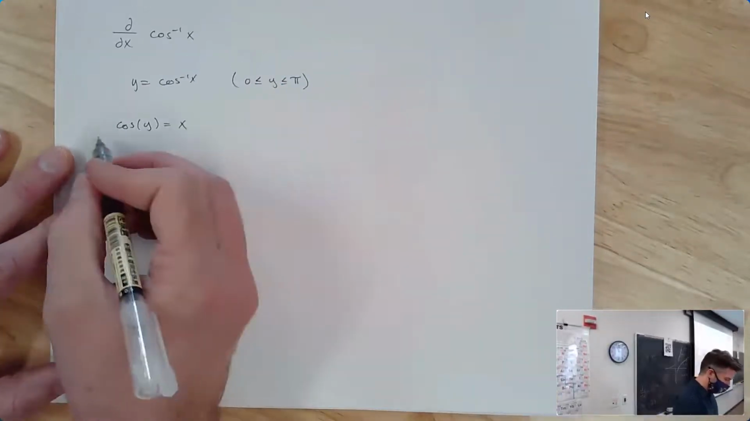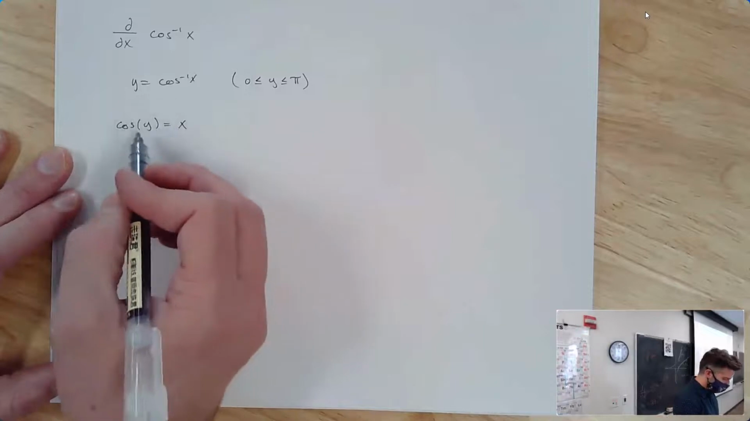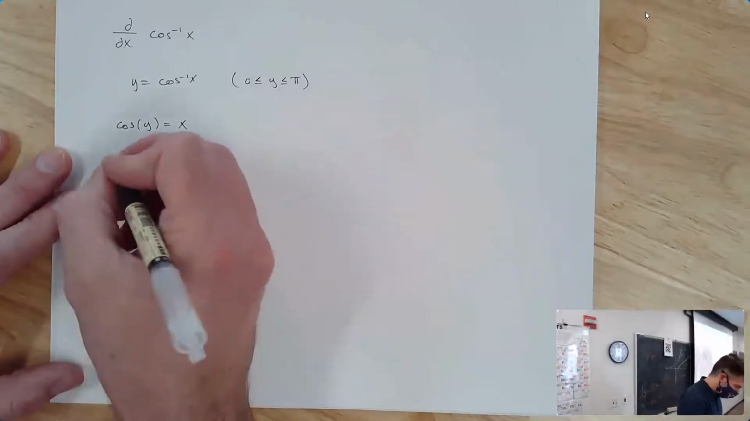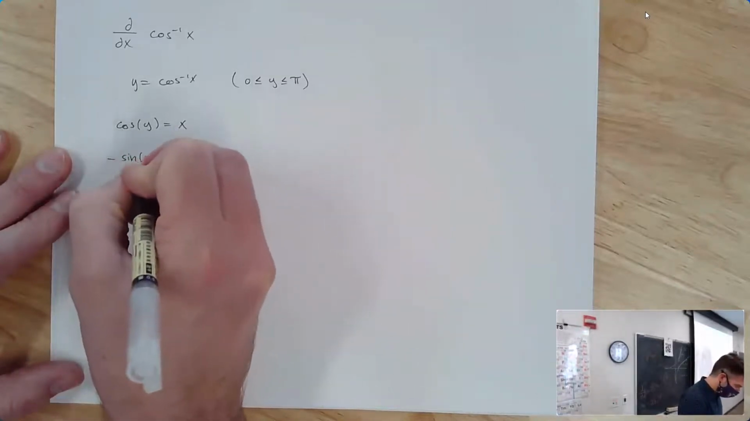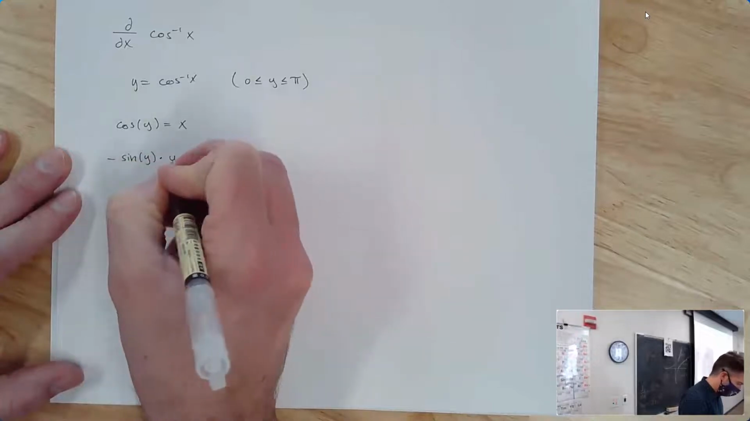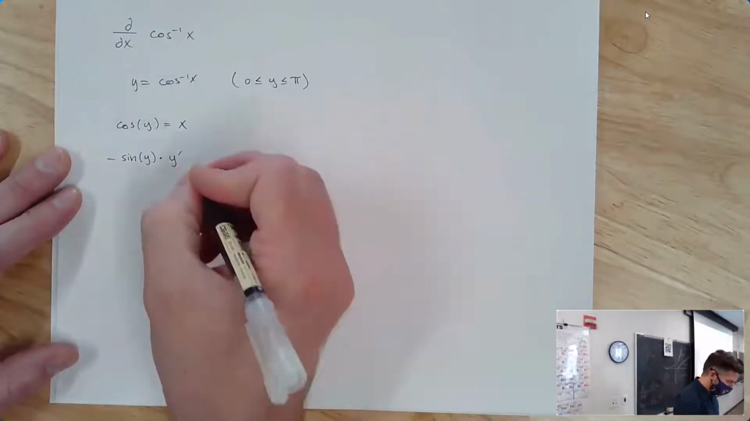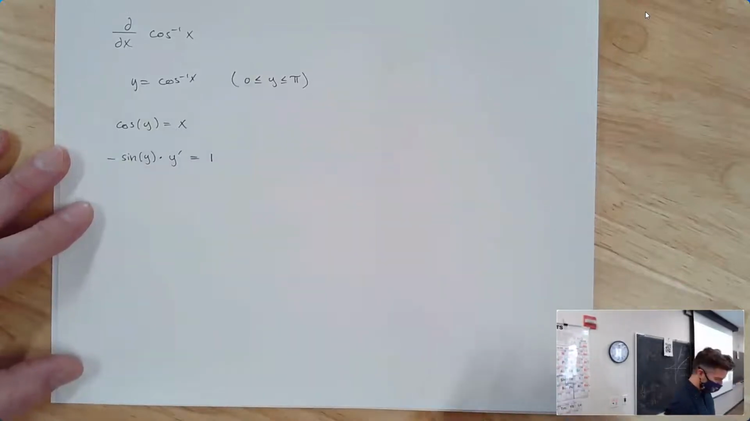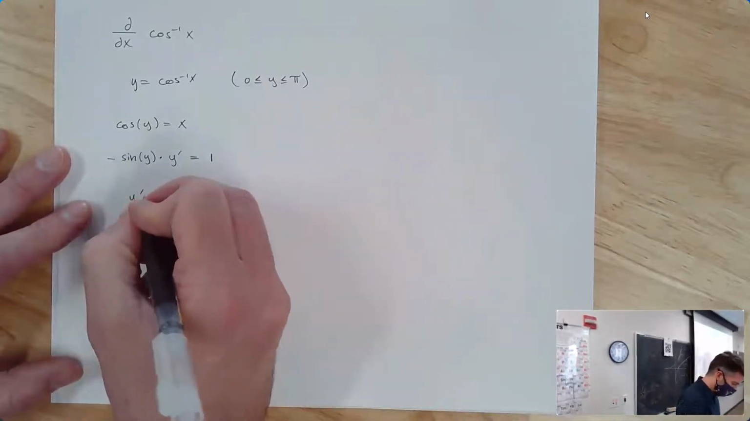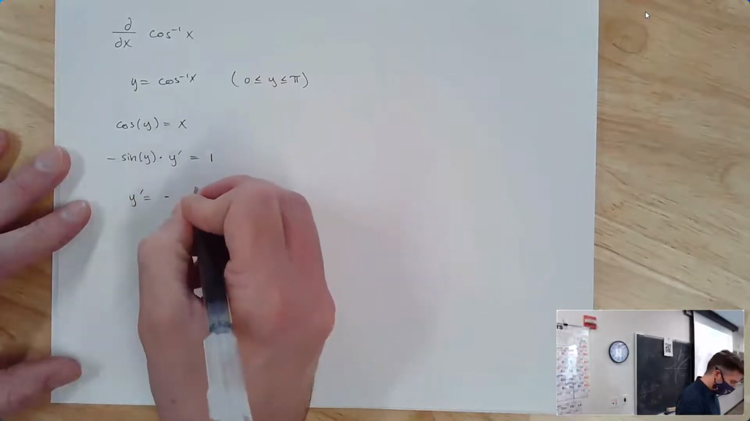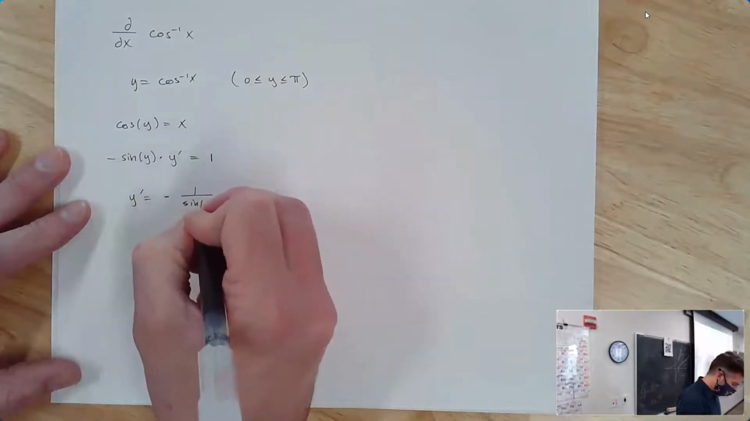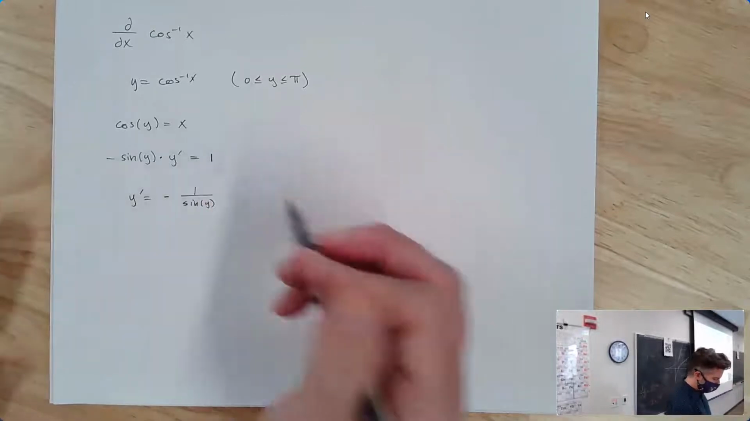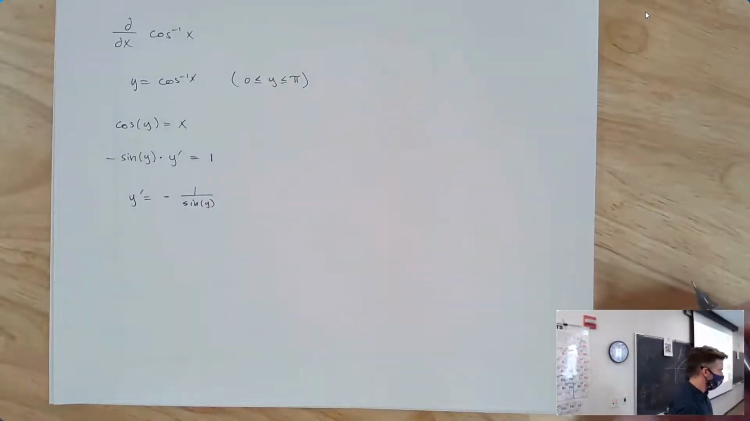And then we're going to differentiate both sides. The derivative of cosine of some stuff is negative sine of your stuff times the derivative of your stuff. The derivative of x, as it usually is, is 1. And then we're going to solve for y prime. You get y prime equal to negative 1 over sine of y. You totally could write cosecant there. You shouldn't. It's not really helpful.